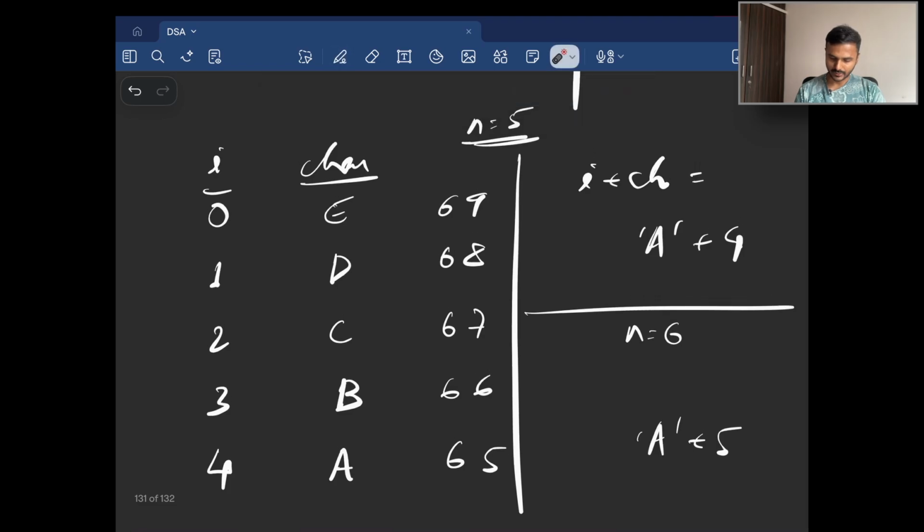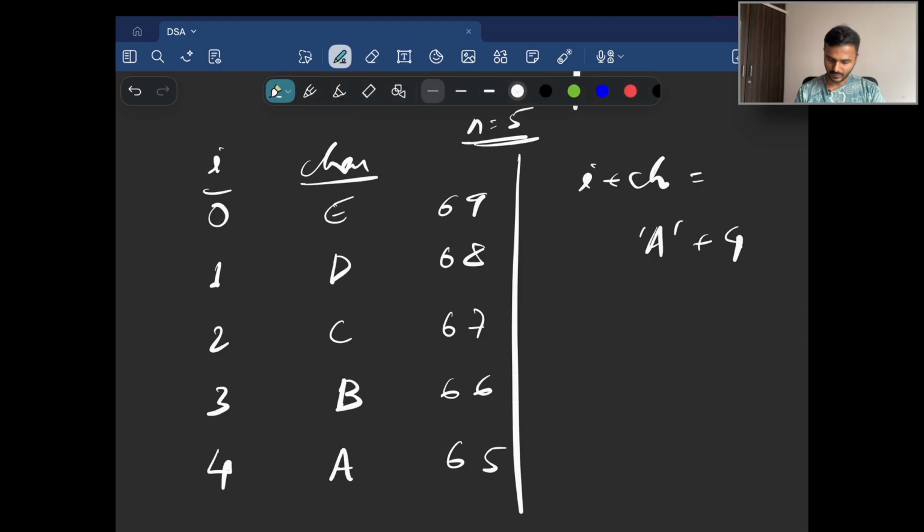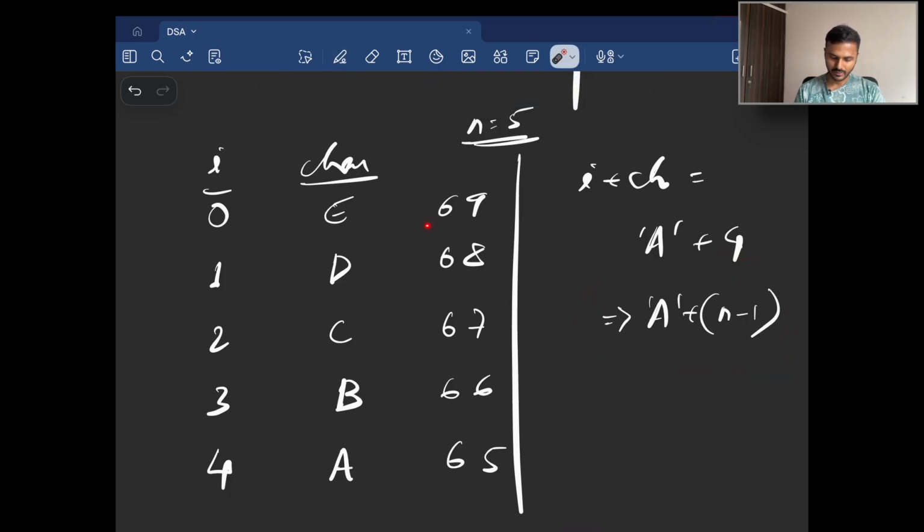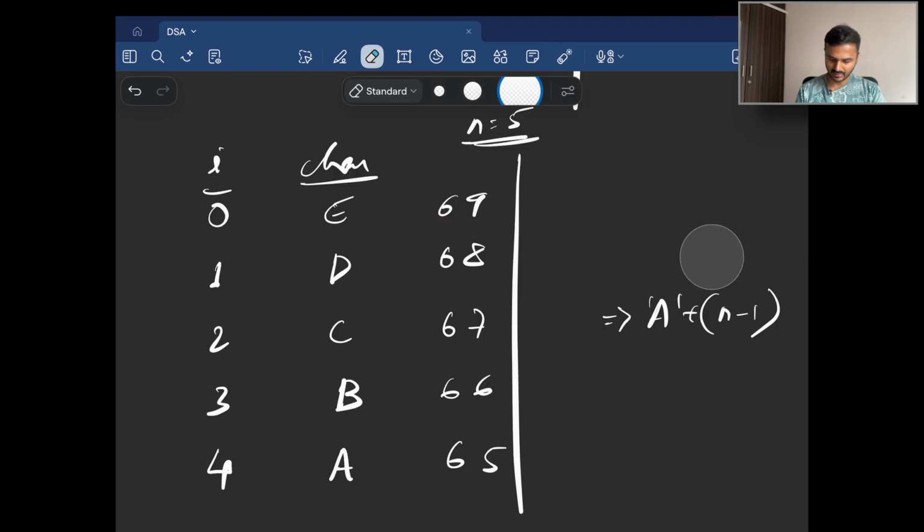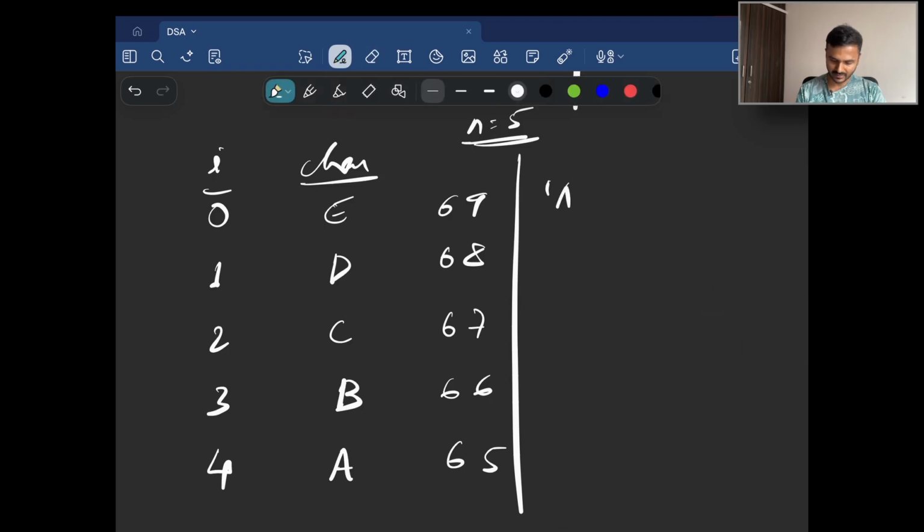So do you see a pattern over here? When n is equal to 5, we got A plus 4. So forget about A for now. Let's just focus on 4. So when n is equal to 5, we got 4. When n is equal to 6, we got 5. So can we say, given a value of n, this would be A plus n minus 1? We can, right? So let me note this down as A plus n minus 1. Now this will take care of the first row that we're going to print, right? So let me clear this up a little bit. And over here, let's put A plus n minus 1, right?